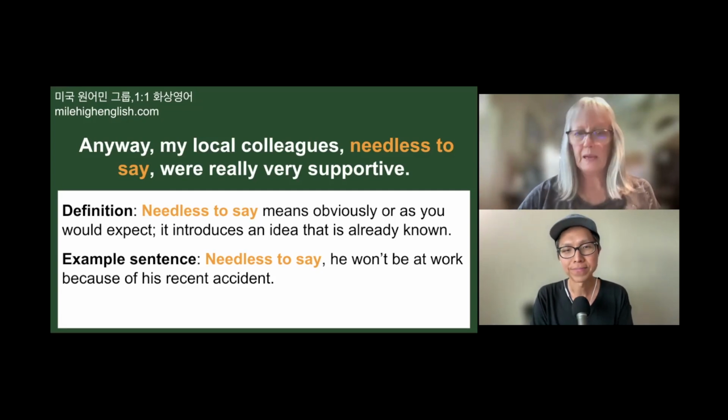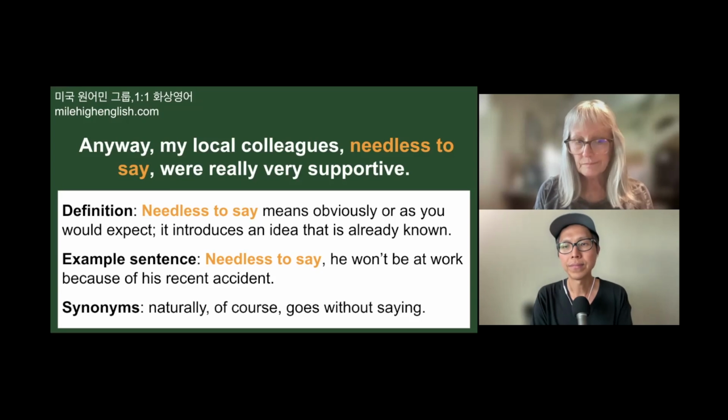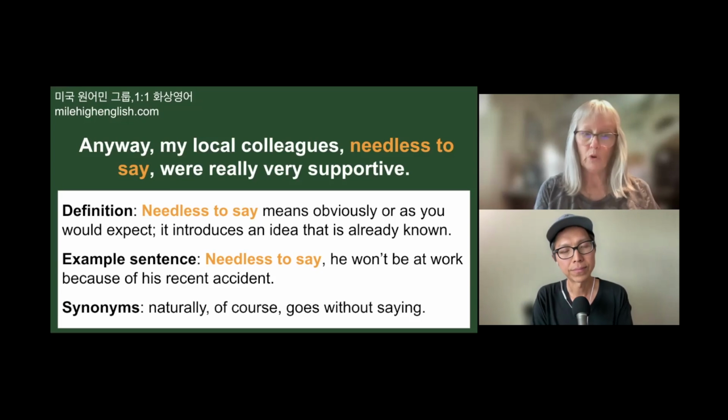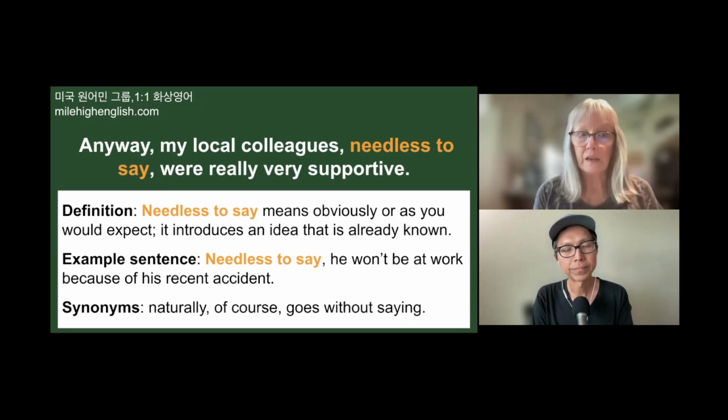Yep. Okay, so some synonyms, right? Other words that mean the same thing. You could say naturally or of course. So my local colleagues, of course, were supportive. My local colleagues naturally were supportive. Or a whole phrase, which is very similar to needless to say, is goes without saying. Okay, so I don't really need to say it, but I'm going to say it anyway. My local colleagues, goes without saying, were really very supportive. I see. Does that help explain it? It does.